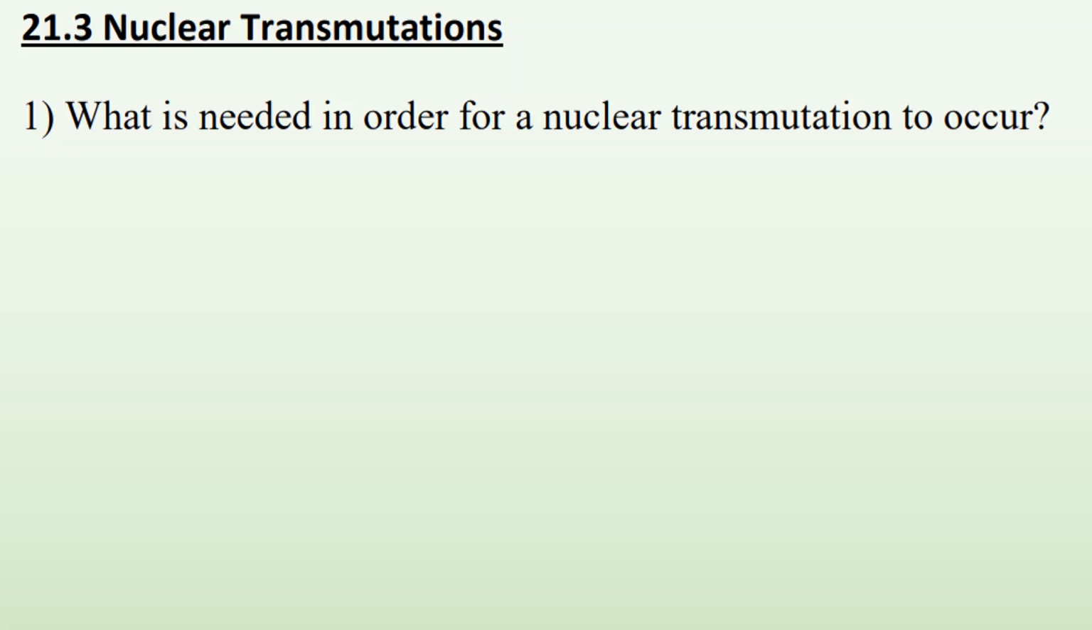Mr. Donahue here again. This time we're going to take a look at some practice problems for 21.3 nuclear transmutations. So what is needed in order for a nuclear transmutation to occur?